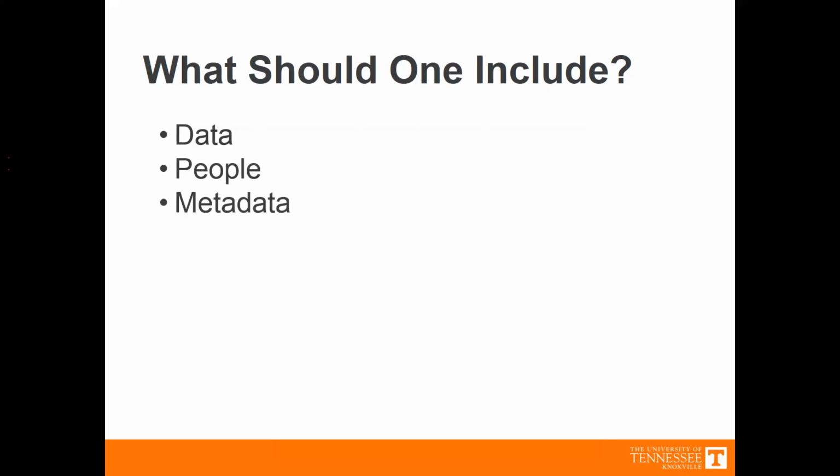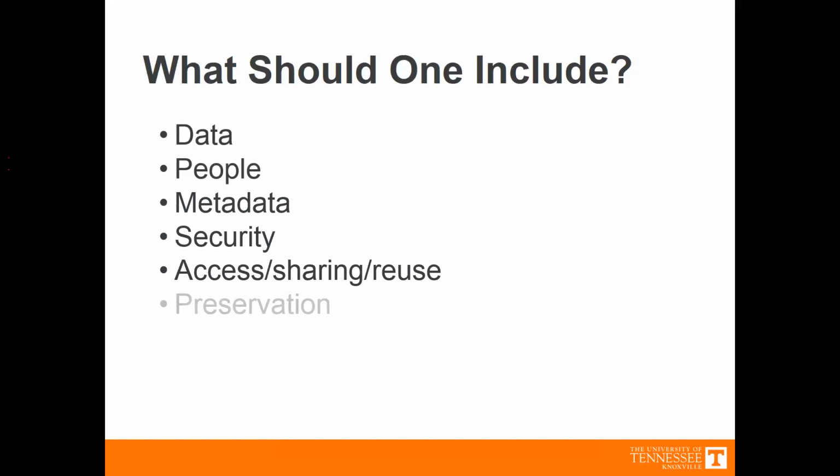You're going to want to talk about the metadata, which is data about the data and information about how the data were collected and things like that. Security: in other words, if you have data that needs to be protected in some way, you're going to talk about how that data will be protected and kept secure. You're going to talk about how they're going to be shared and how they will be accessed by other people, and also how they would be reused. And then lastly, how do you plan to preserve the data?